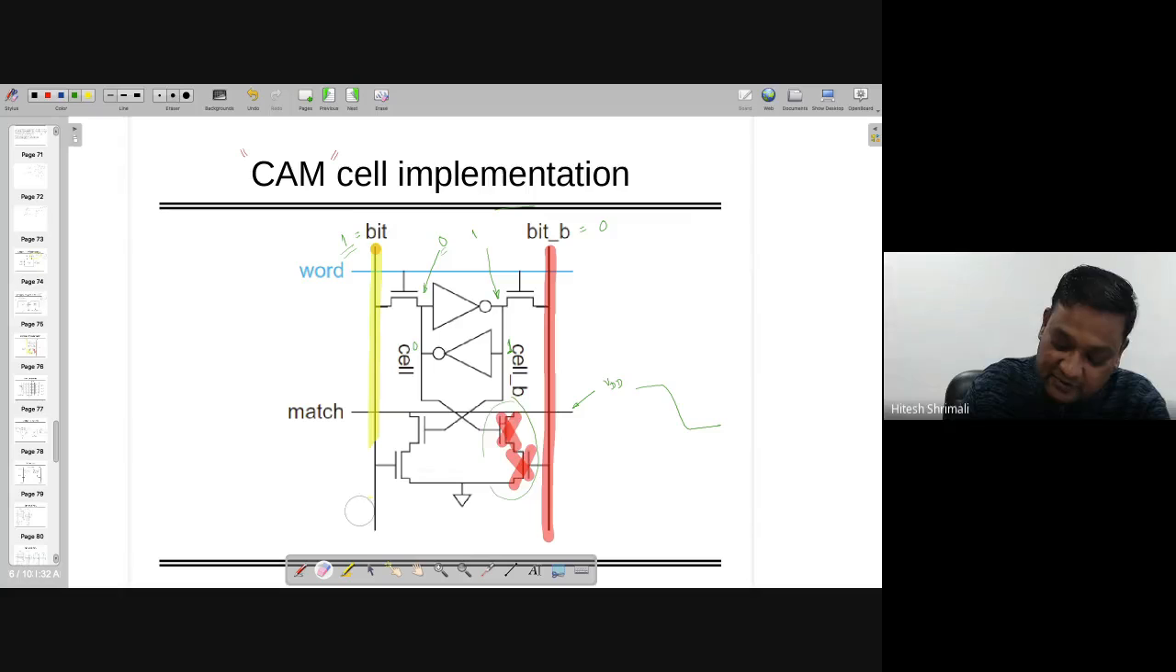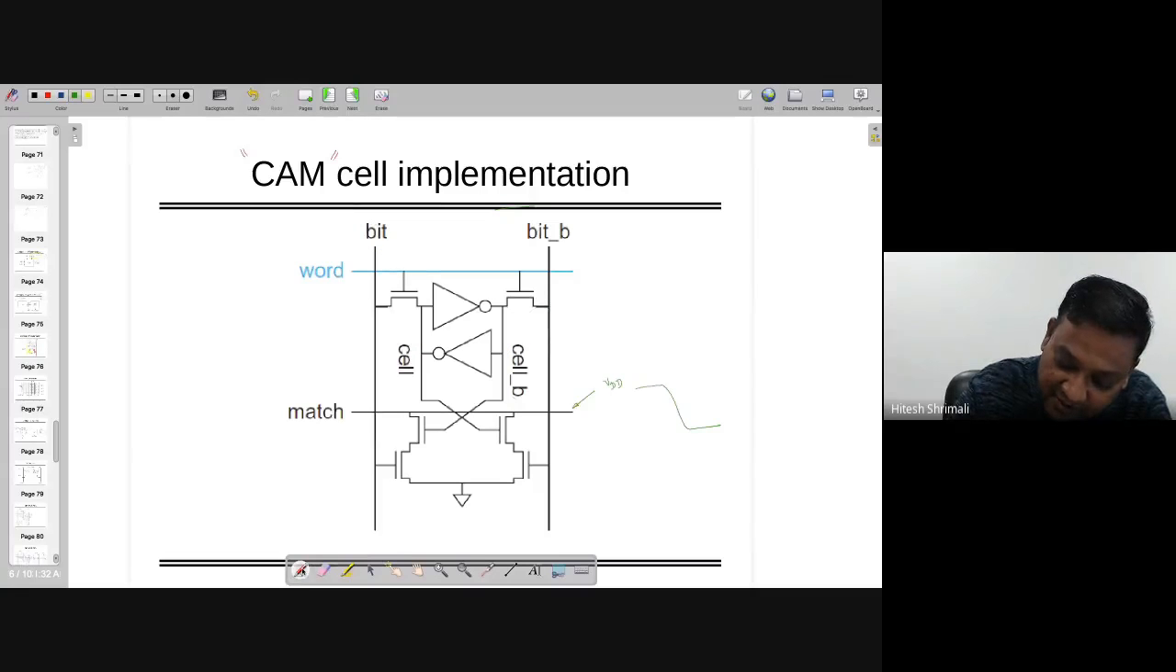If you want, we can take one more example just for completeness, right? So let's assume that bit equal to 0, bit bar equal to 1. Because of bit 0, this is going to be off. Because of bit bar, this is going to be on.